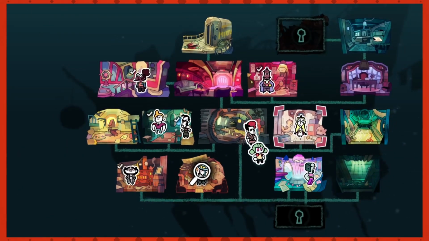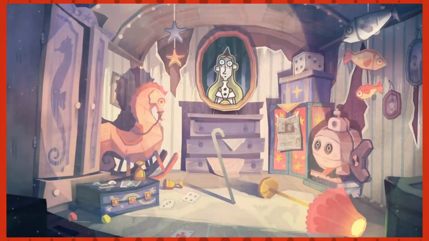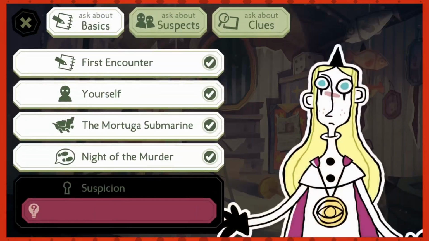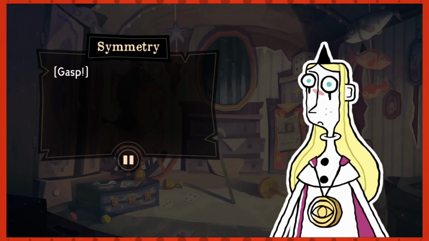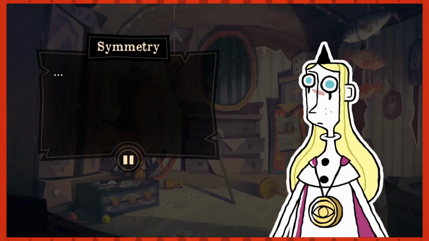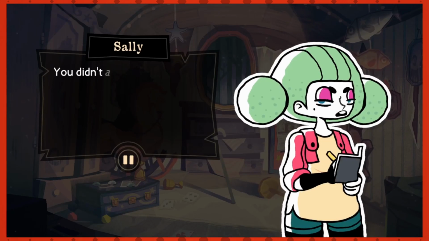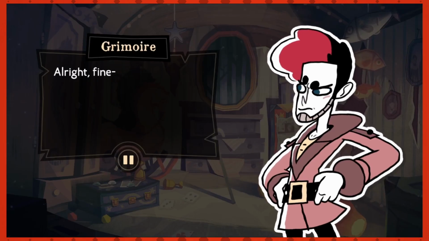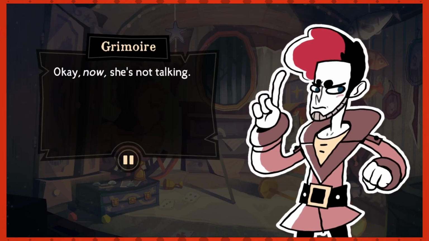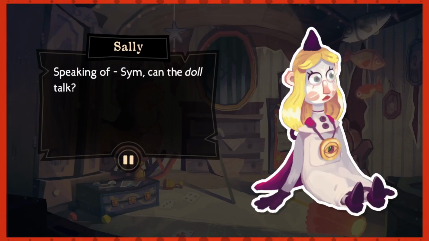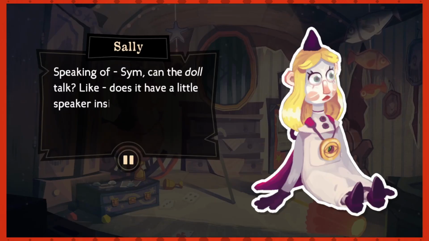Alright, let's ask Symmetry about her stuff here. We'll probably unlock some suspicions with that. I'm missing like one clue. Damn. We found your doll. She's not talking. You didn't ask her anything. All right, fine. What's up with the doll? Okay, now she's not talking. Speaking of, Sim, can the doll talk? Like, does it have a little speaker inside?